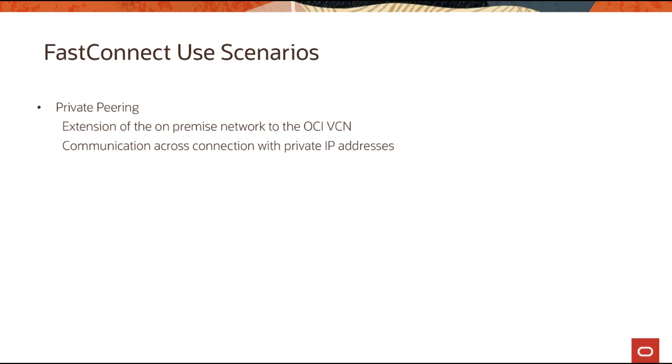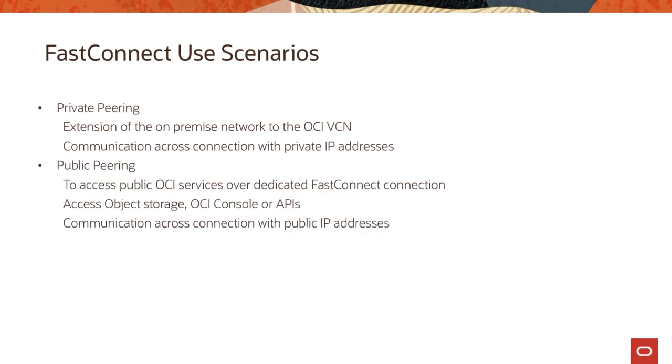Normally, if you have a hybrid architecture where some of your workloads are living inside OCI and some of your workloads are on premise, you'll go for a private peering connection. Also, in lift and shift scenarios, this is very common as well. The other use case is a public peering connection.